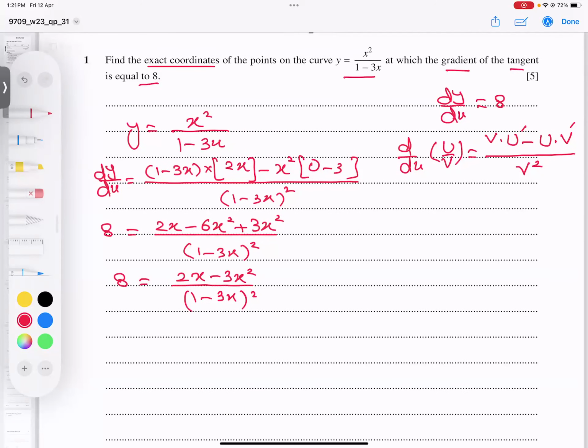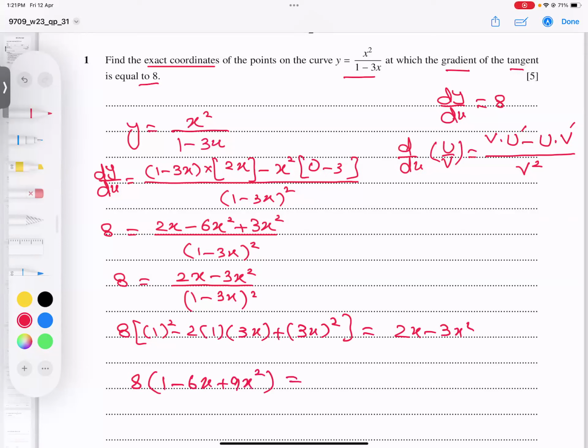So now the rest is algebra. We will do cross multiply, and at the same time expand the square. First term square, negative 2 into first term into second term, plus second term square. And the right hand side has no change, it remains the same. So I get 8 in the bracket, 1 minus 6x plus 9x to power 2, equal to 2x minus 3x to power 2.